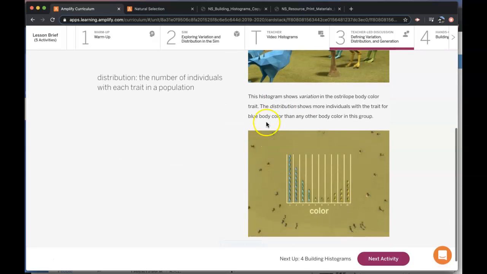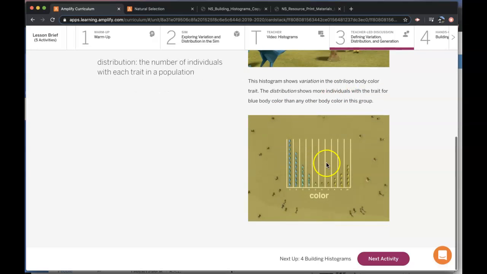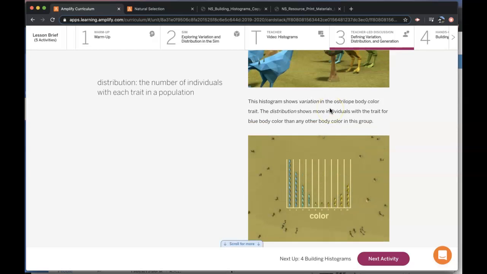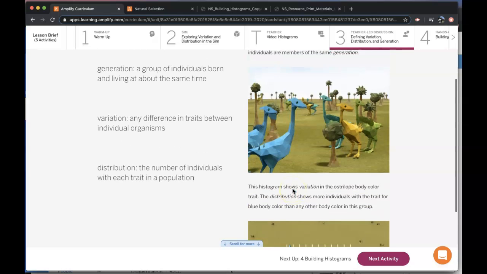So the histogram shows variation in the australope body color, like we saw in the video, and then distribution, which is the next vocab word you can see over here, is the number of individuals with each trait in a population. So the distribution shows more individuals with the blue body color than any other body color in this group. The distribution is basically how many individuals have certain traits of that feature. There are many different colors here, and each number would be the distribution of that color.